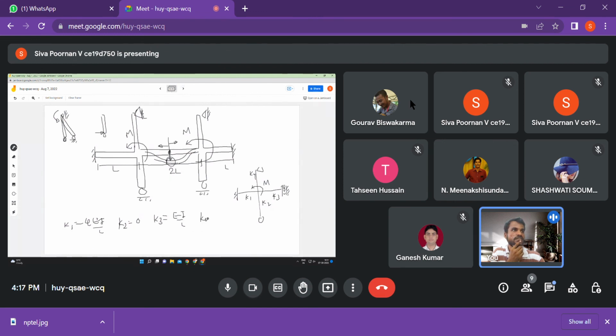K4 is, what is K4? 3EI by L, yes. So that is all. The total stiffness is going to be the addition of these. 4 plus 3 plus 1 is 8. 8EI by L. So I know moment is equal to 8EI by L times theta. So theta I can find by inverting it: ML by 8EI. That's the answer.